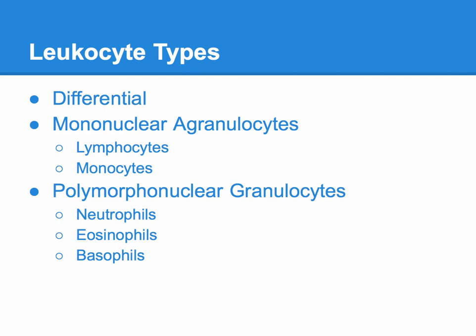The first are mononuclear agranulocytes, or cells with a single sphered nucleus and no granules in the cytoplasm. Lymphocytes and monocytes are in this category. The second category are polymorphonuclear granulocytes, which have lobed nuclei and granules in the cytoplasm. Examples of these include neutrophils, eosinophils, and basophils.